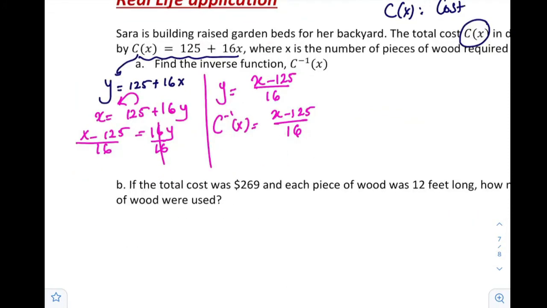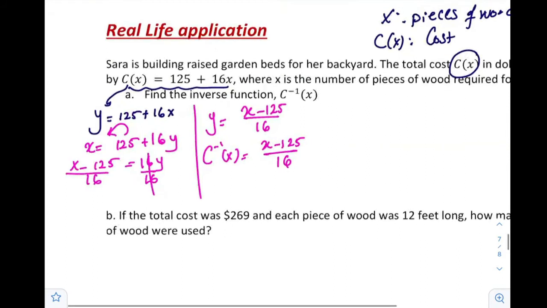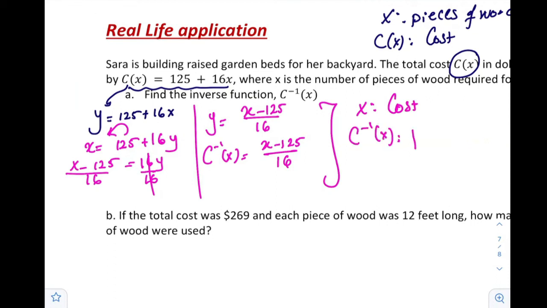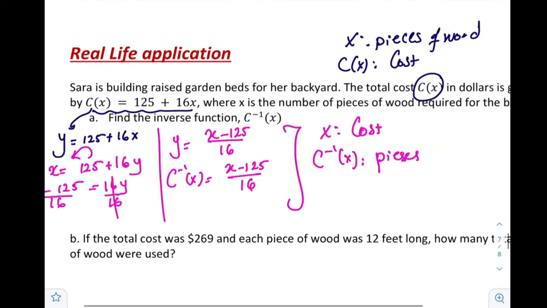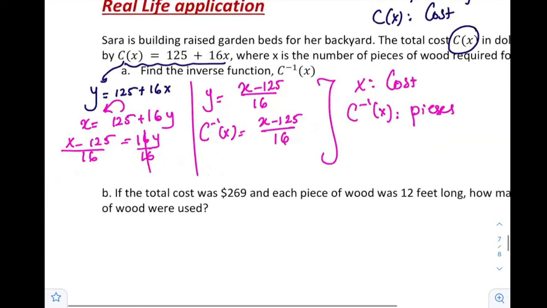Remember now, what does x mean here? In the original function, x is the number of pieces of wood. So here x will be the cost, and C inverse of x is the number of pieces. It is the exact opposite of what we did at first. Look carefully and compare. So x is my cost and C inverse is the number of pieces.